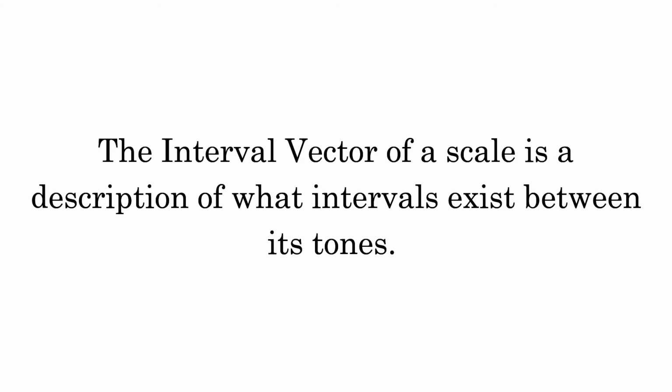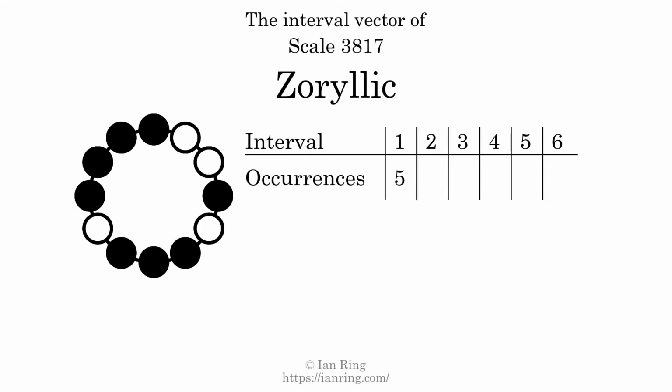The interval vector of a scale is a description of what intervals exist between its tones. There are 5 intervals with the size of 1 semitone. They are here, here, here, here, and here. There are 5 intervals with the size of 2 semitones. They are here, here, here, here, and here. There are 5 intervals with the size of 3 semitones. They are here, here, here, here, and here.